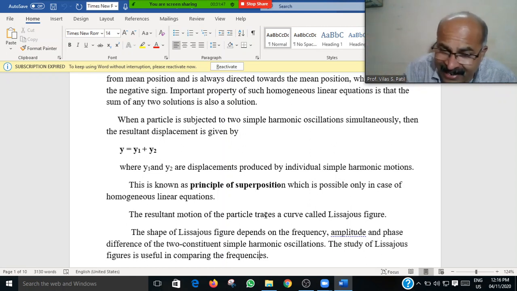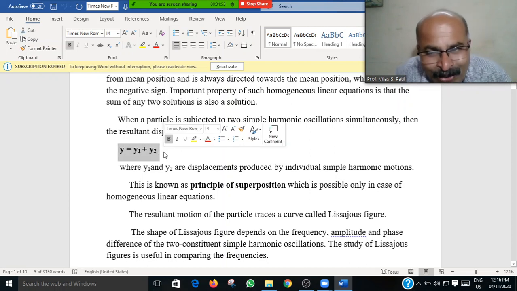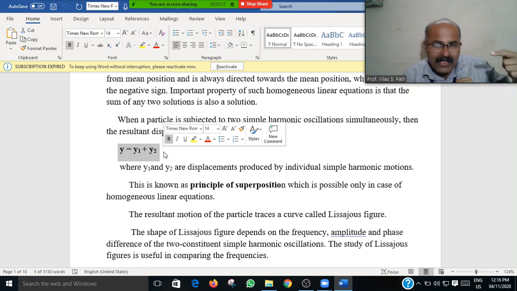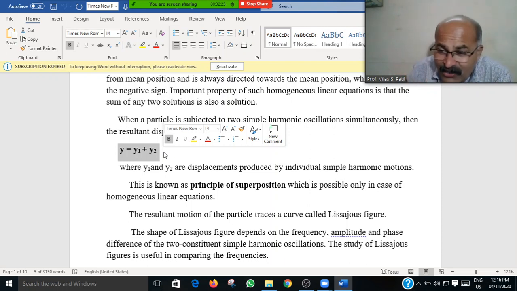If y is the resultant, it will be given by the equation y1 plus y2. y1 plus y2 is the resultant displacement of that oscillatory body, where y1 and y2 are the displacements produced by individual simple harmonic motion. That means y1 will be the displacement made by the force which was acting in this direction, and y2 will be the displacement made by the force acting in this direction. Then y1 plus y2 is the resultant displacement that will be shown by this equation.